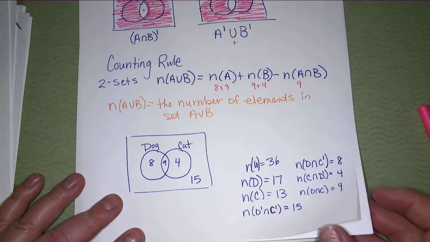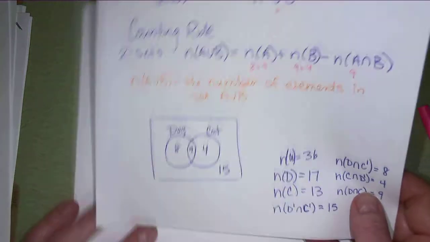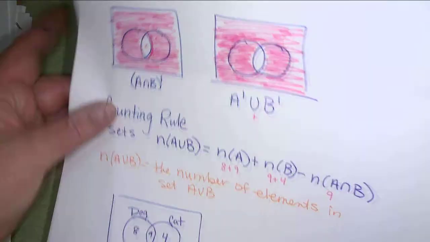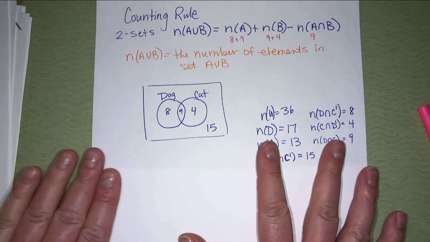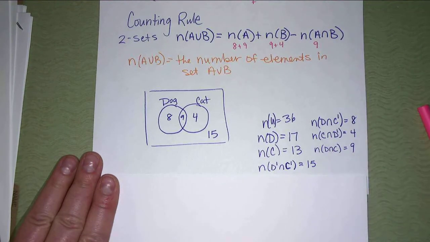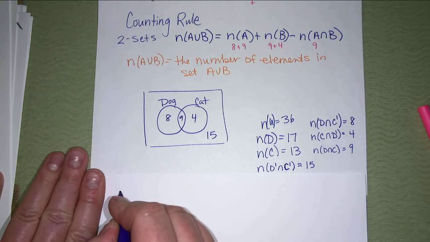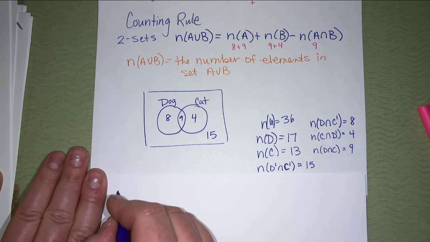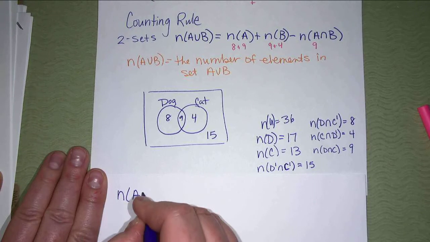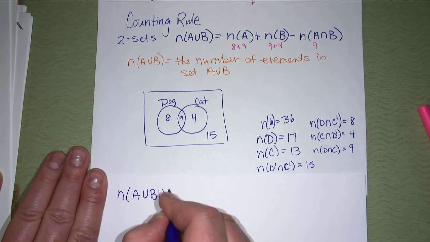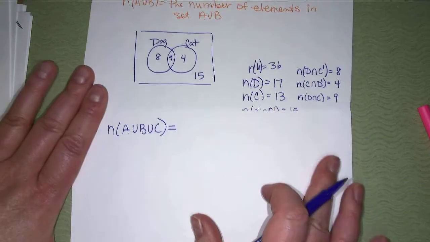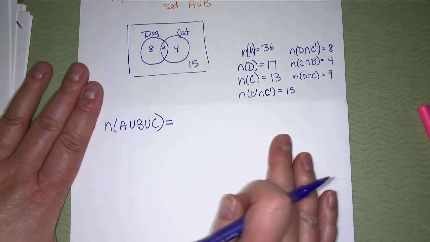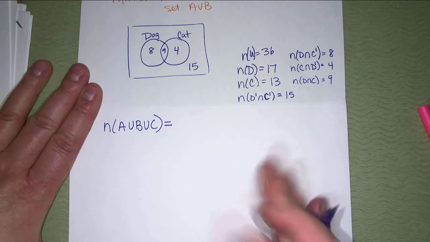Now, what about 3 sets? The formula is much, much more complicated because it's longer and you have to subtract things, and actually you might subtract too much. So the counting principle for 3 sets, okay, so we're going to write it down. Leave 2 lines of space because it's long, unless you write really small, okay? Leave 2 lines.